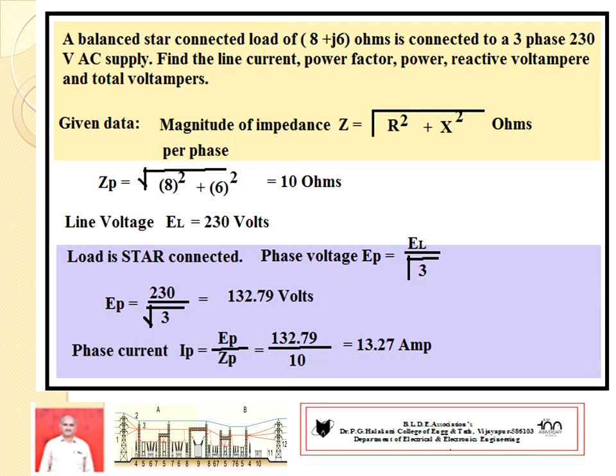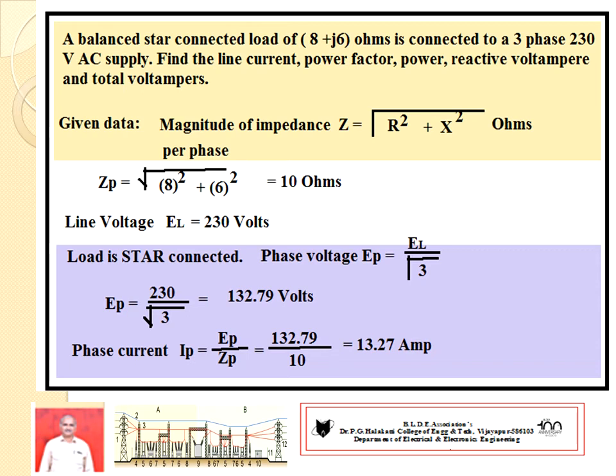One more problem, also asked in the VTU question paper. A balanced star connected load of 8 plus j6 ohms is connected to a 3-phase 230 volt AC supply. Find the line current, power factor, power, reactive power, and total volt ampere. Reactive power is in VAR, not volt ampere. Write down the data.